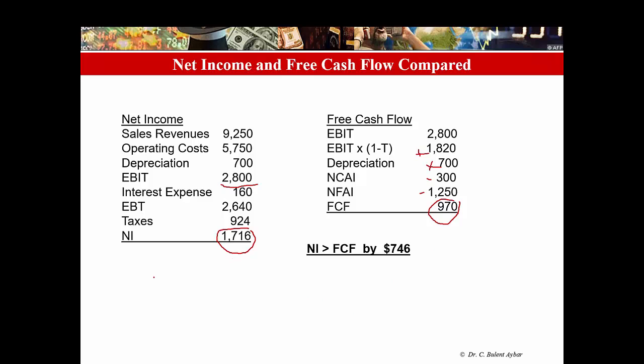So this sort of sums up the free cash flow calculations. We are going to use this later on, particularly in the context of valuation.